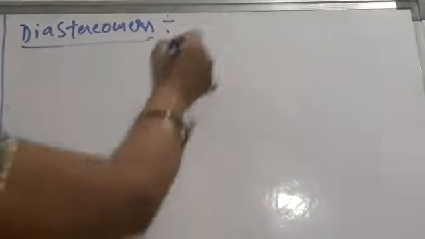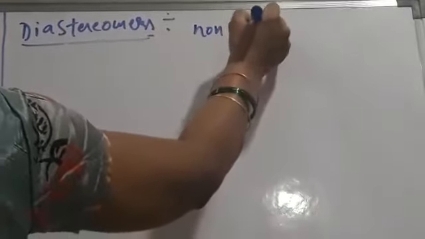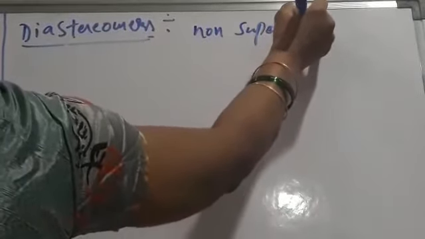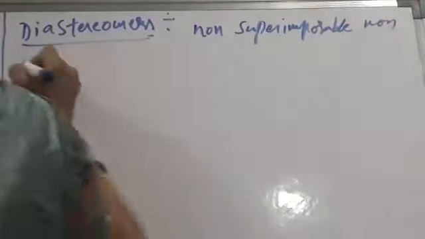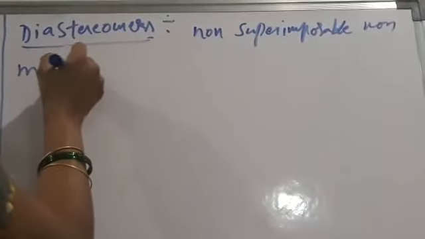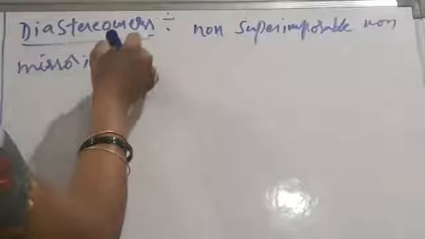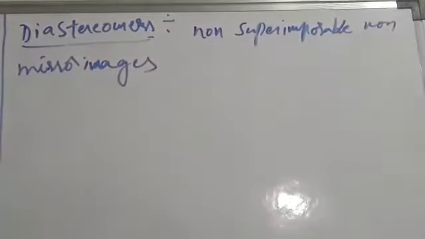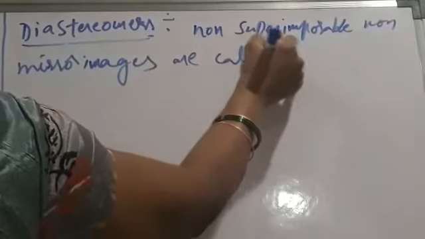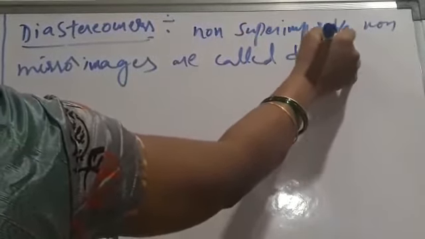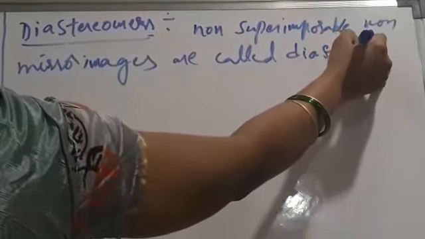Non-superimposable non-mirror images are called diastereomers.